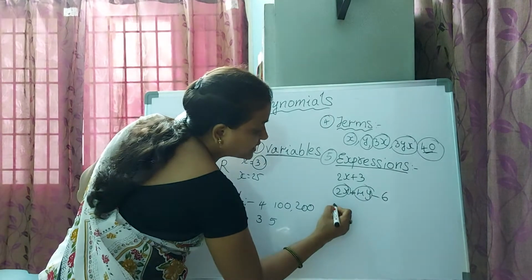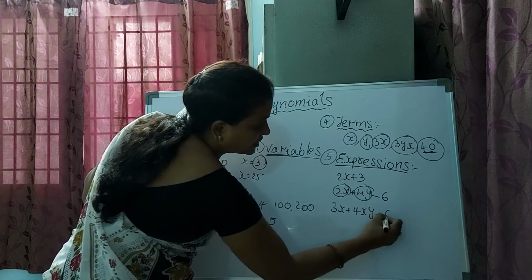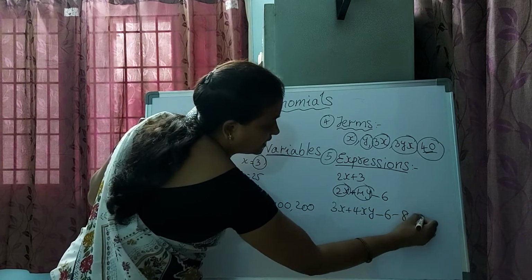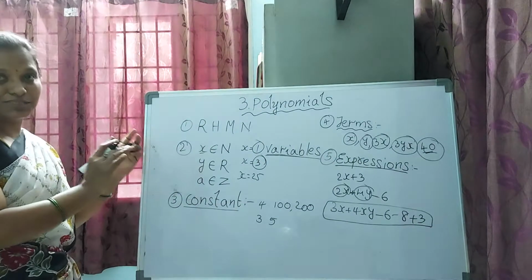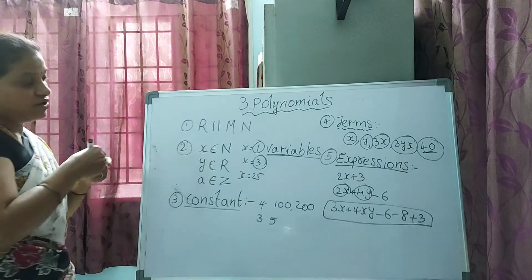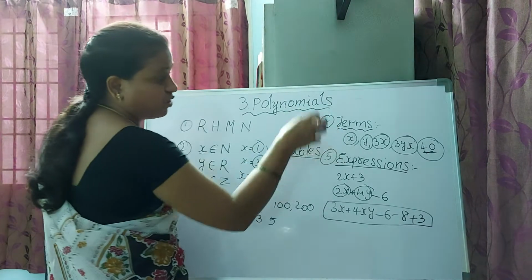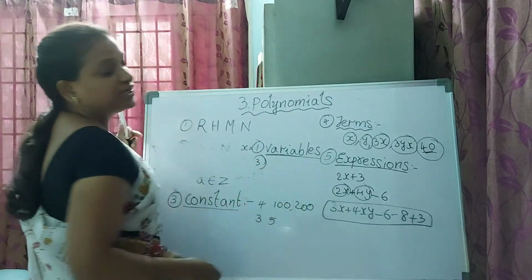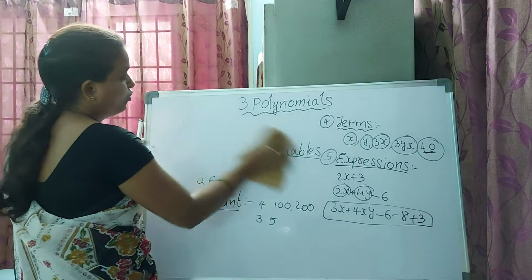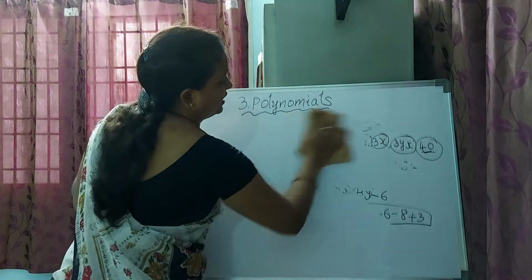Okay, one more example, see, 3x, 4xy minus 6 minus 8 plus 3, this is an expression, we call it just an expression. Okay, what is a variable, what is a constant, what are terms, and what is an expression? Now in these expressions we have two types of expression. One is algebraic expression and another one is numerical expression.